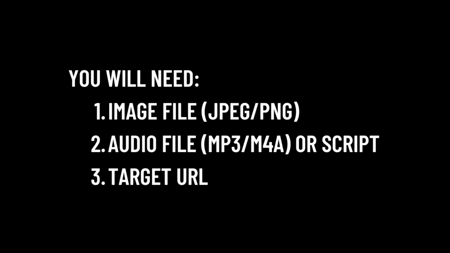First, you'll need an image file which can be a JPEG or a PNG. Second, you'll need an audio file which can be an MP3 or an M4A, or a script for a voiceover with our text-to-speech feature. Your audio track can be any length, but we recommend using a track under 60 seconds to maximise engagement and optimise the ad loading speed. Make sure you've got these files saved to your desktop so you're ready to upload them in the studio.